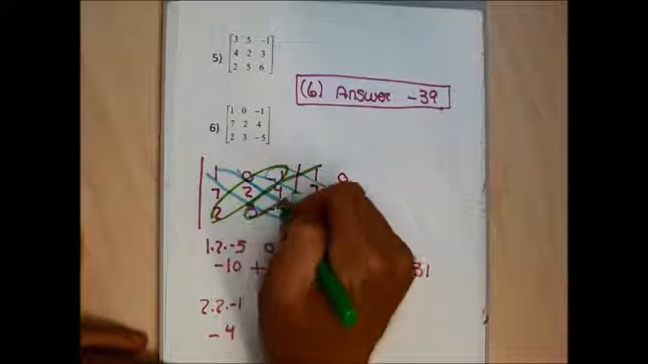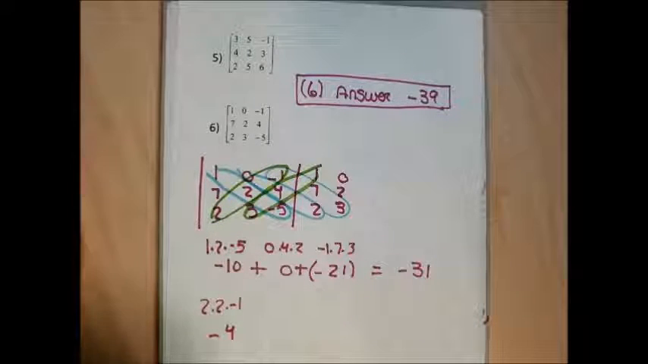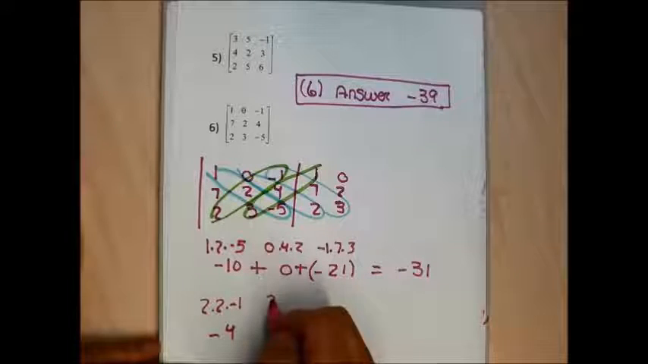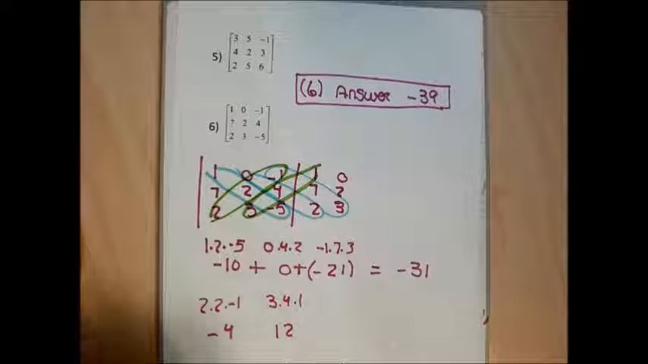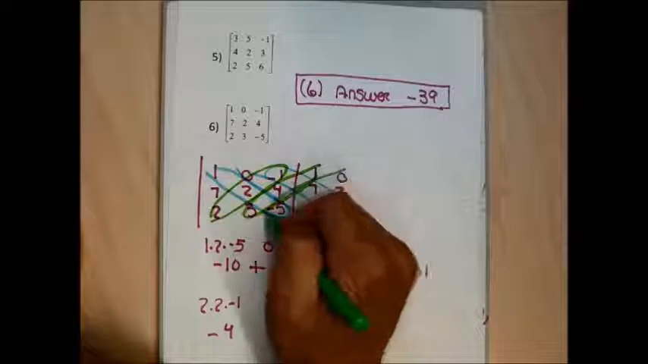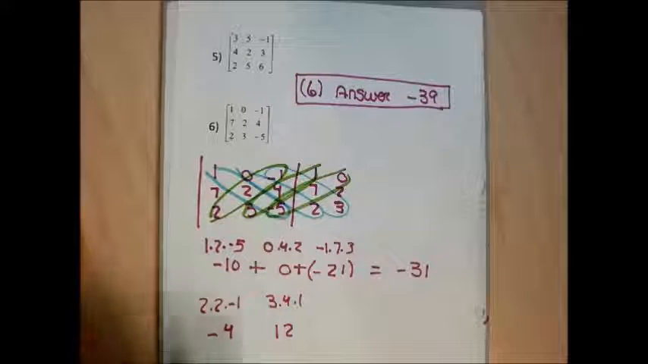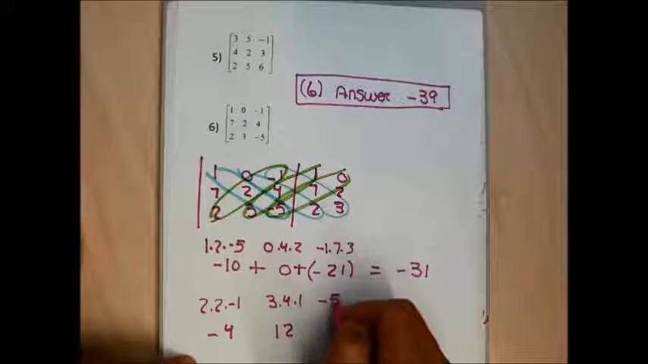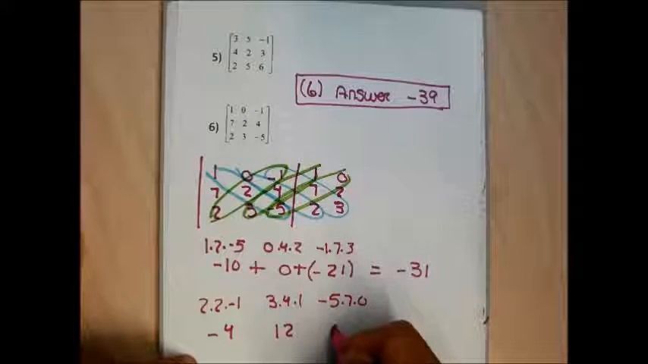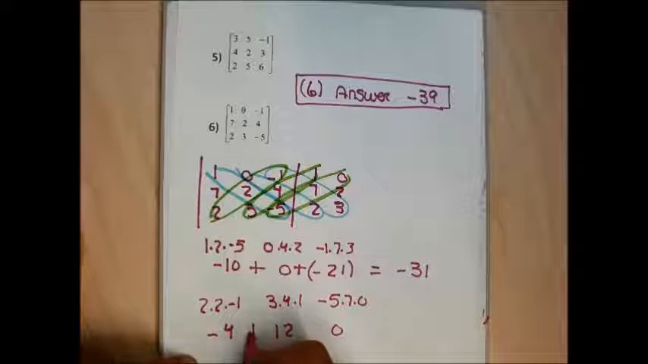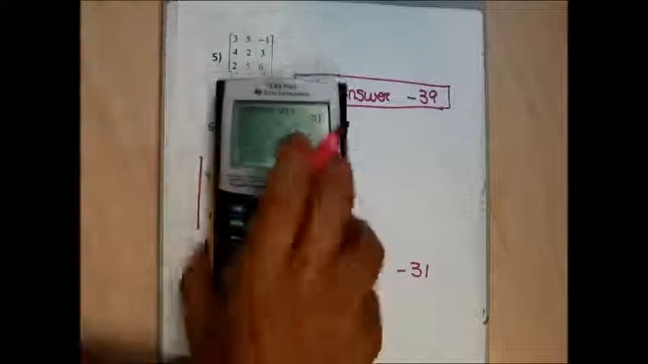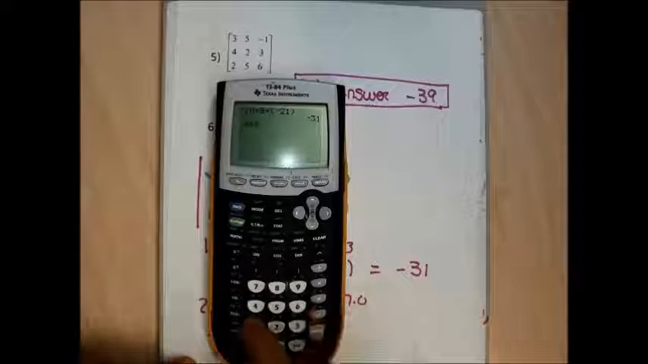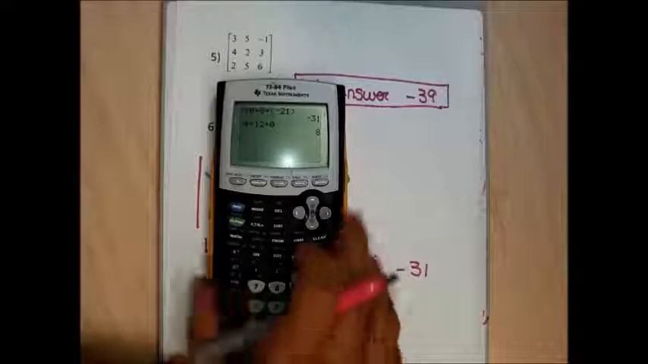Second is going to be 3 times 4 times 1. That comes out to be 12. And then negative 5 times 7 times 0. That comes out to be 0. I want to add these numbers together. Negative 4 plus 12 plus 0 equals 8.